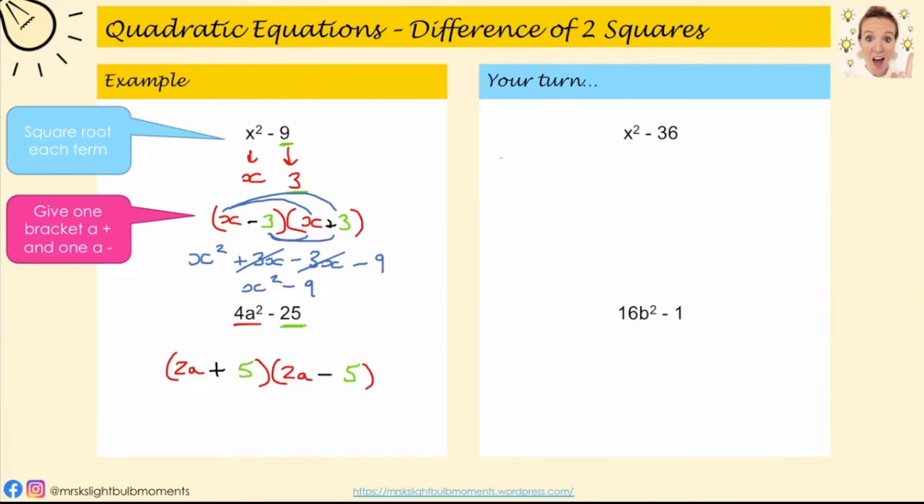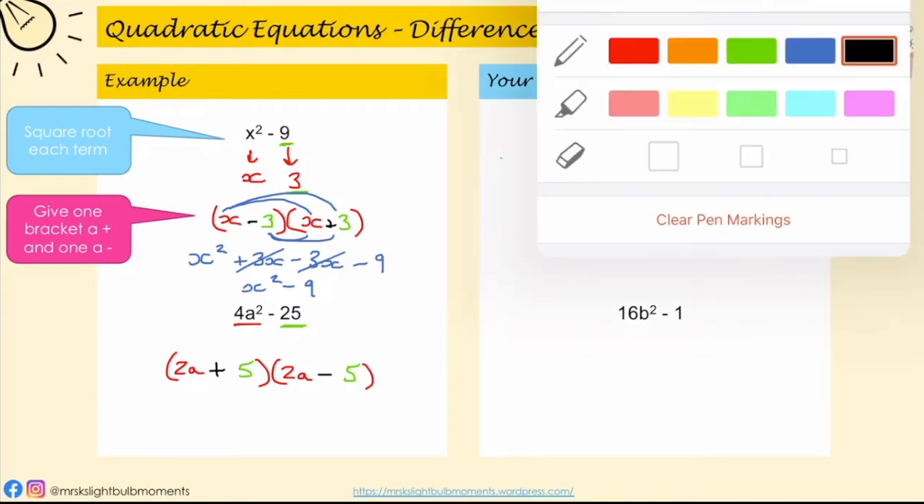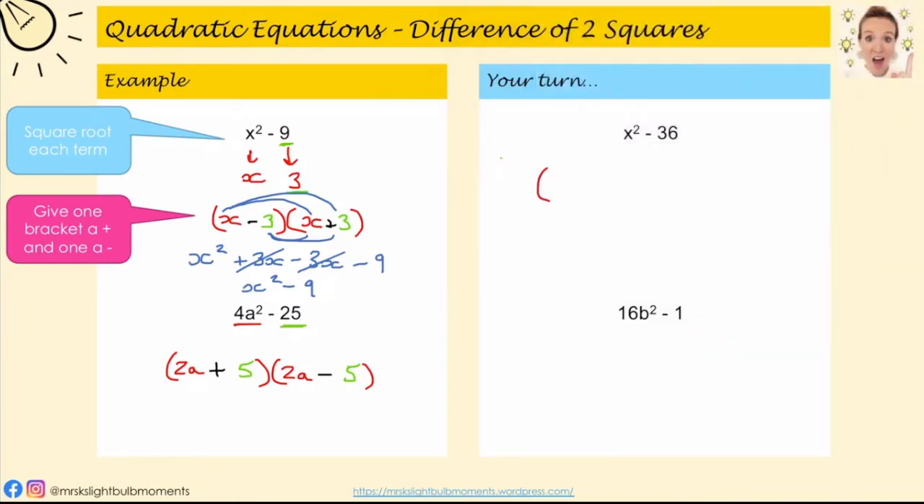Okay, should we see how we've done? So for this first one, we should have x plus 6 and x minus 6. Okay, square root of x squared is x, square root of 36 is 6, one with a plus, one with a minus. Doesn't matter if you wrote it the other way around.